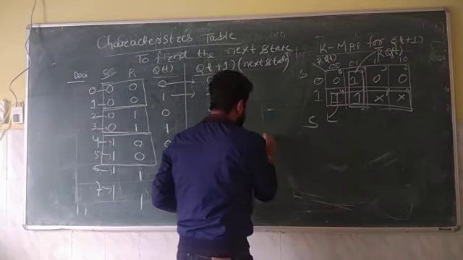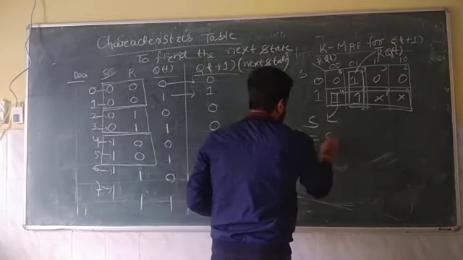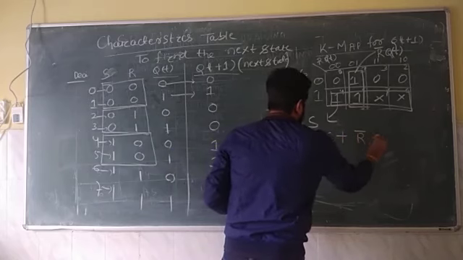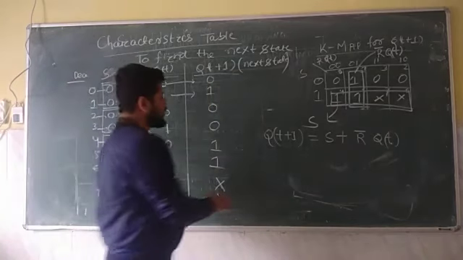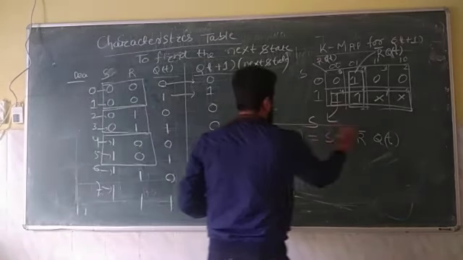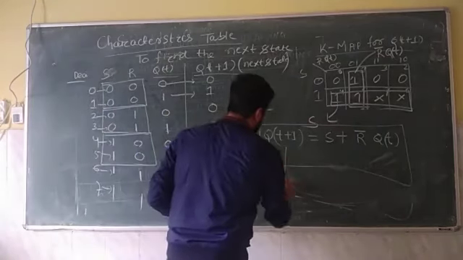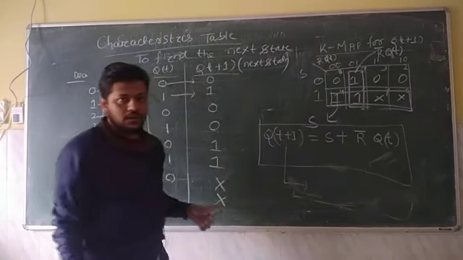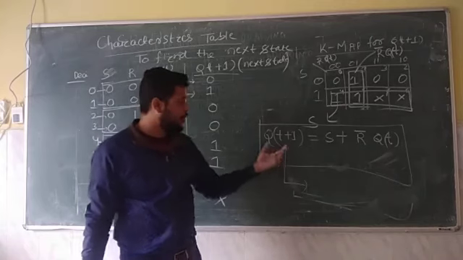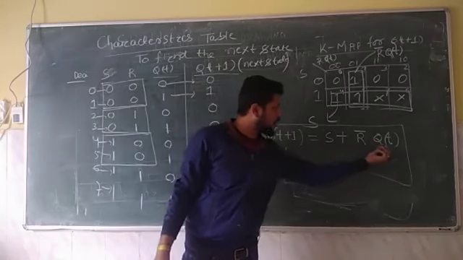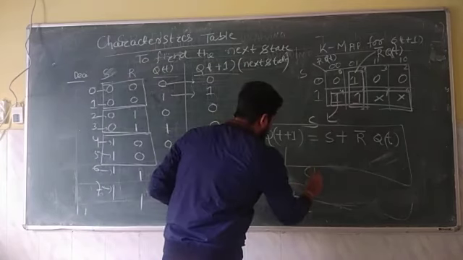Then what to write? The characteristic equation Qt plus 1 is equal to S or R bar Qt. So this is a very very important equation. That is how your next state is going to depend on your present state as well as your input. That is the motto in sequential circuits. Your next state or output is always going to depend on your present state and input. Input here is S and R. So this is your characteristic equation.